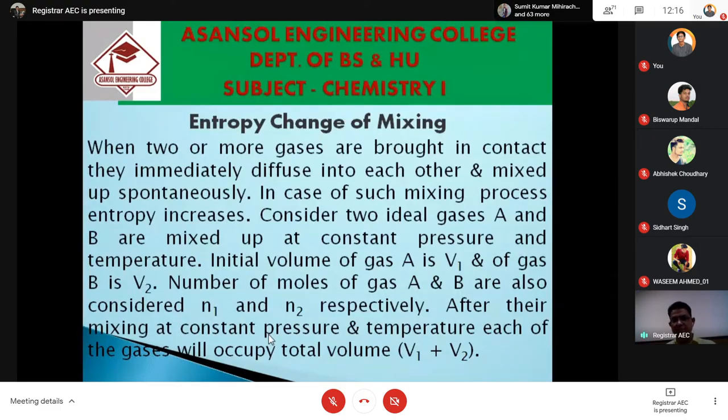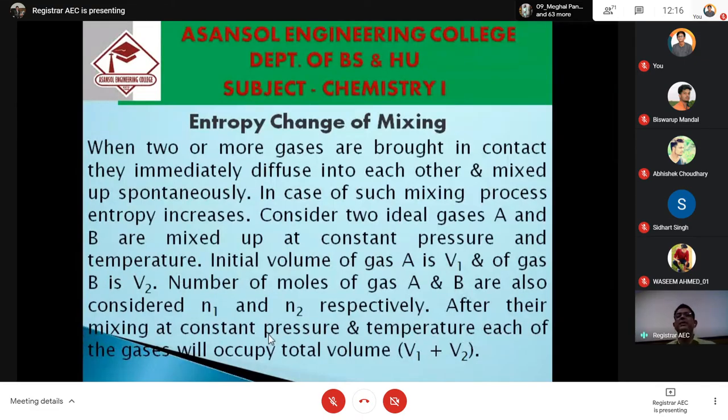Same explanation for why, when temperature is increased, the entropy change will be positive. When the temperature is increasing, the entropy is increasing also. Why? When you are increasing the temperature, the kinetic energy will be increased, and at the same time the randomness or disorderliness will be increased. Similarly, without mathematical calculation, we can say that when we are mixing two or more gases, obviously the number of gas molecules and collisions will be increased, and the entropy change will be increased.